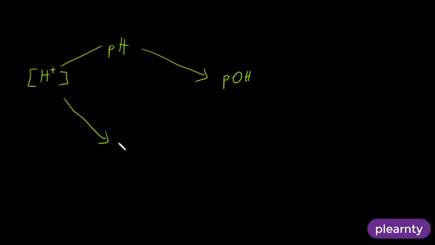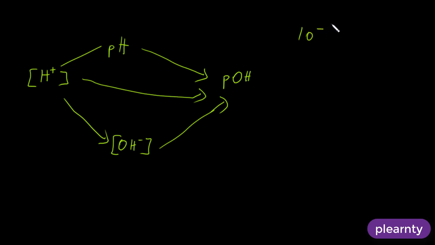Second, you can find your hydroxyl ion concentration and then find your pOH from your hydroxyl ion concentration. Then you can find it directly. From your hydrogen ion concentration, you can directly get your pOH. There are two ways for this. So, firstly, let's say you have a hydrogen ion concentration of 10 raised to power minus 6 molar, and you want to find the pOH.